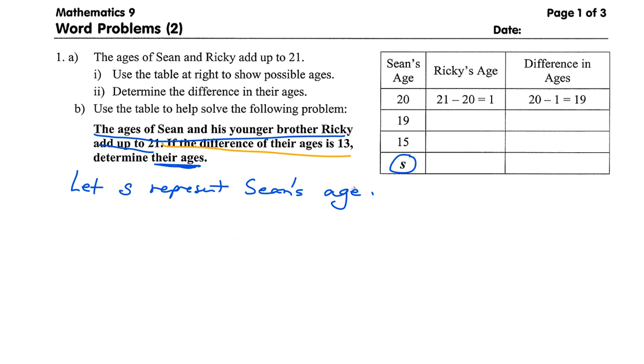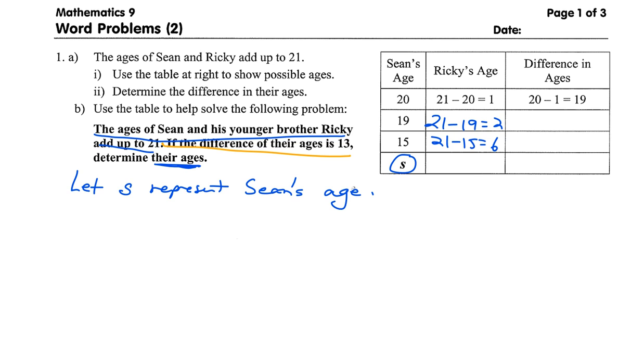So in order to do that, they've given you this little chart here to help you figure it out. They're giving you examples. Let's say, for example, Sean's age is 20. Because their ages add up to 21, we can get Ricky's age by saying 21 minus 20, and so Ricky's age is 1. What if Sean was 19? Then Ricky's age would be 21 minus 19, which is 2. What if Sean was 15? Then Ricky's age is 21 minus 15, which is 6.